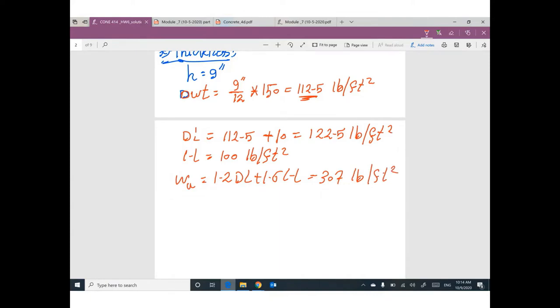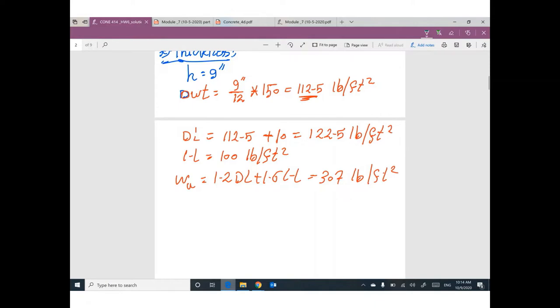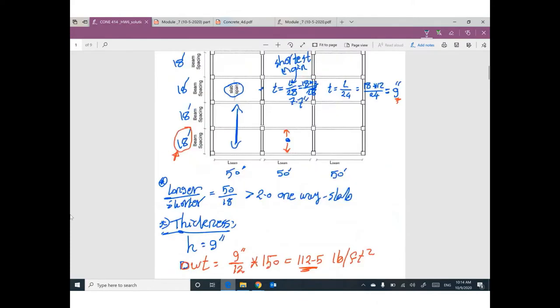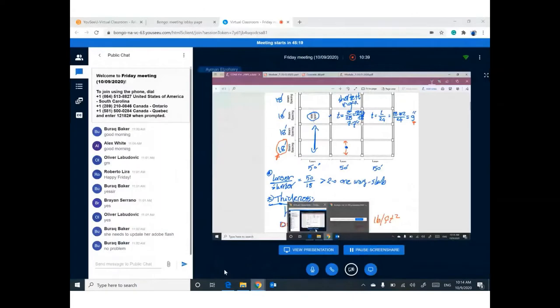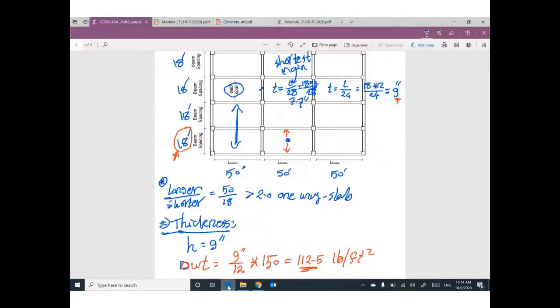Next step. Anybody remember what was the next step for one-way slab? Do you remember, after I figured out the value of W ultimate, what was the next step? You cannot remember?